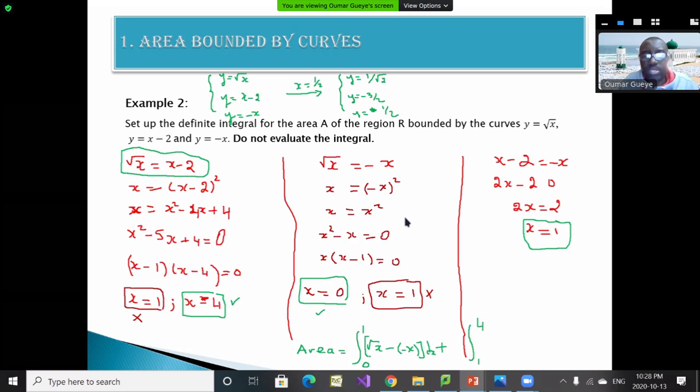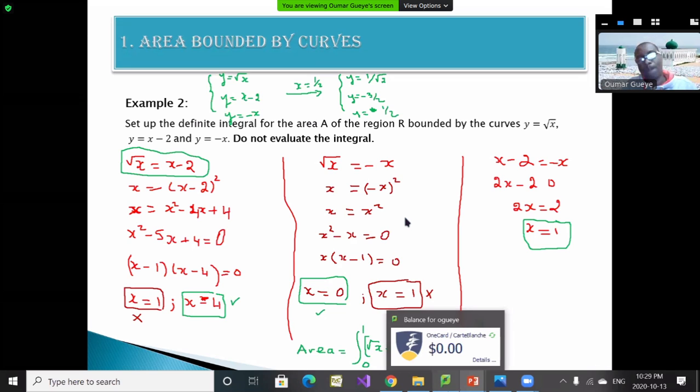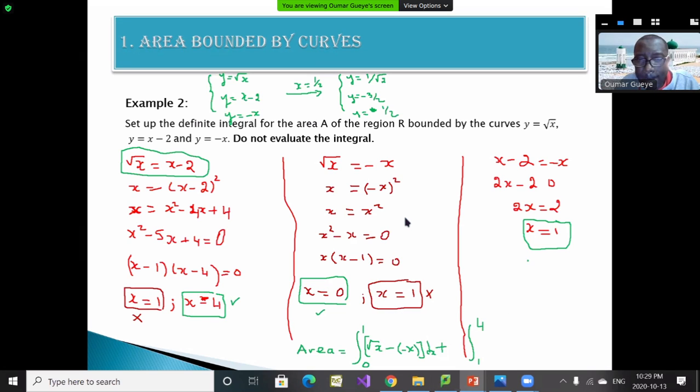Is it okay for the first part? Yes, sir. It's okay. All right. You have to take the greatest and the second greatest value function. The greatest function is going to be root of x, and the second greater is going to be the third equation.